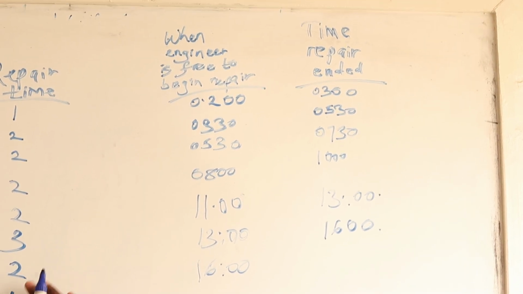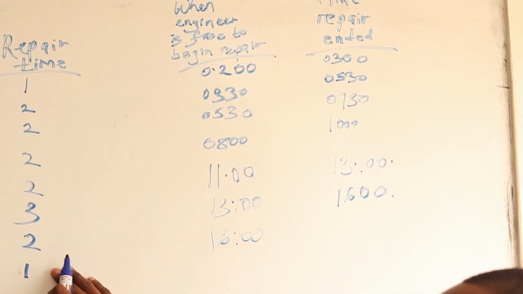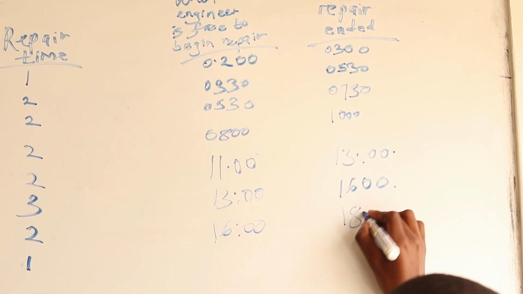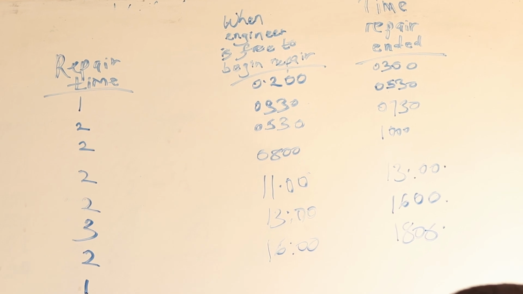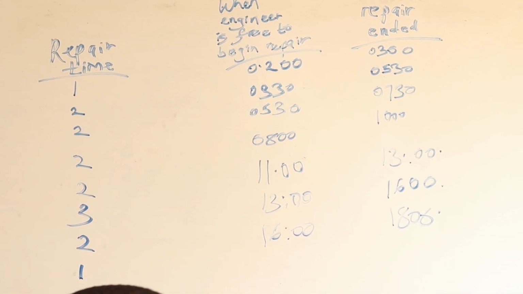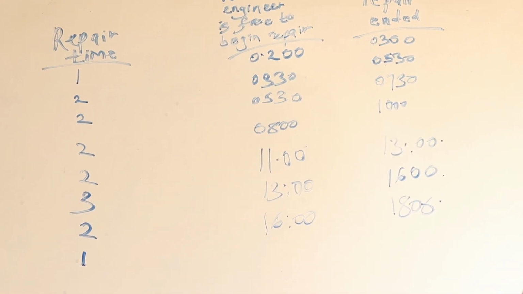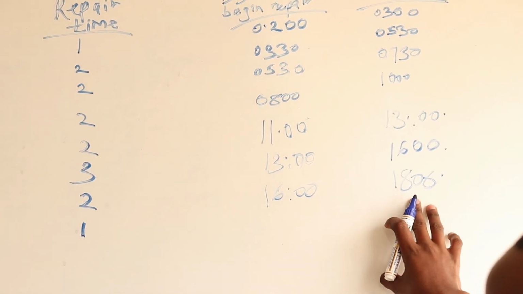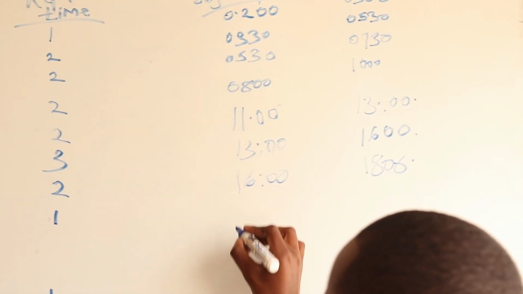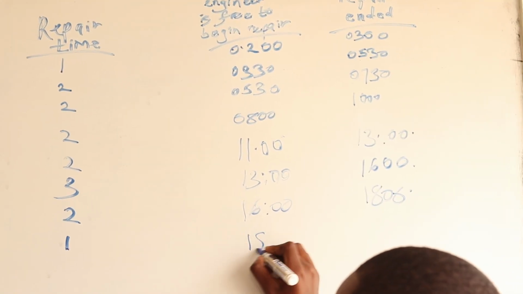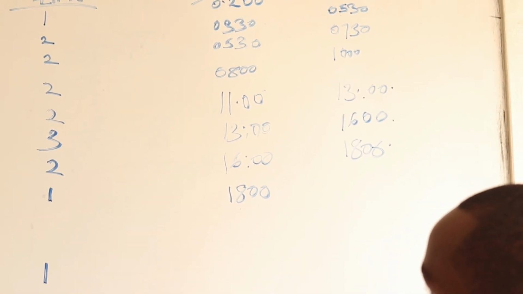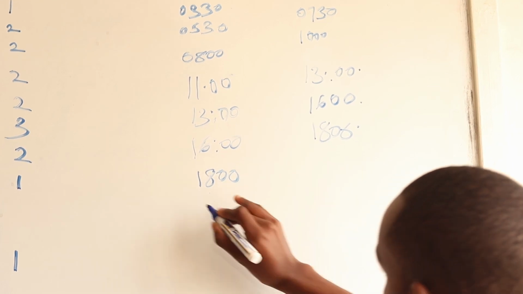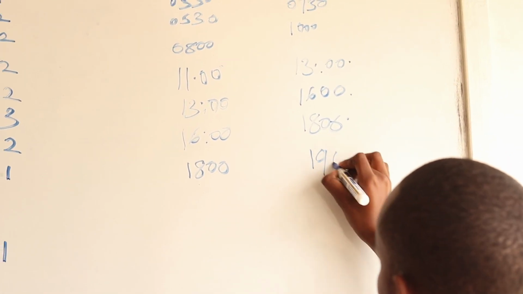So it will take him 2 hours to repair the seventh machine. So 2 hours from 16 will be 18:00. The eighth machine broke down at 17:00 hours. So the engineer ended the repair for the previous machine at 18:00 hours, so the time when he's free to begin the next repair is at 18:00. It will take him 1 hour to repair the machine, so 1 hour from 18:00 will be 19.